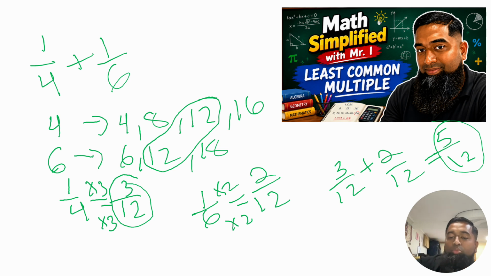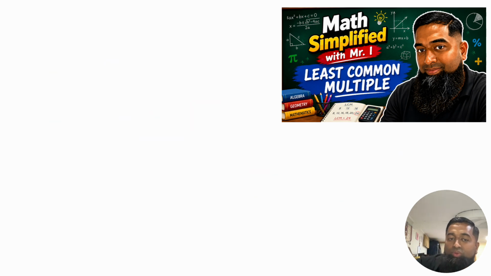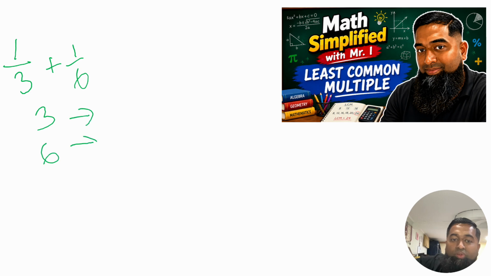I'm going to put one more on the board, so you can actually do this one yourself. So let's say we had 1 over 3 plus 1 over 6. You're going to put 3 and 6 here, and you're going to say, what are the multiples of 3 and what are the multiples of 6? Pause the video. Go for it right now. Unpause, and you should be, at this point, seeing if you're correct or not.